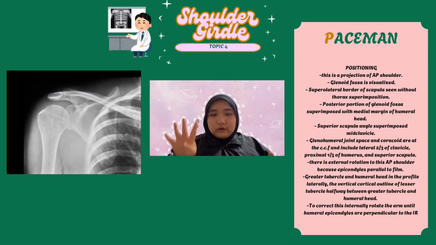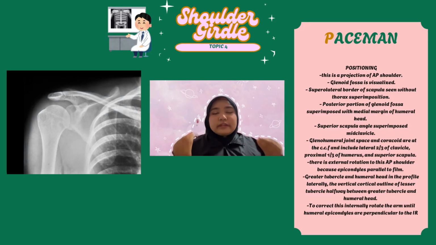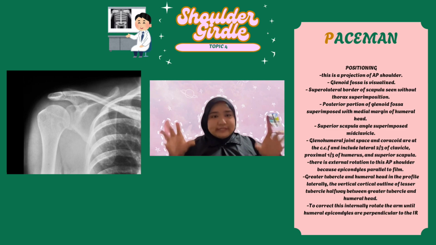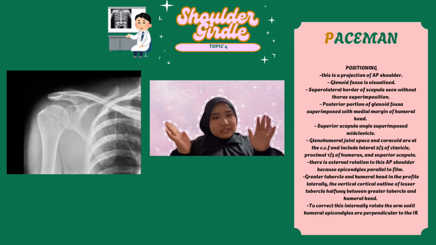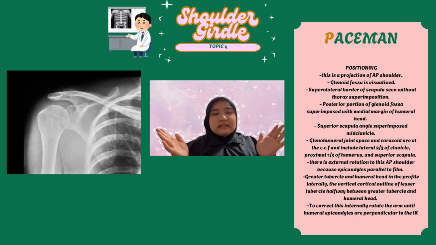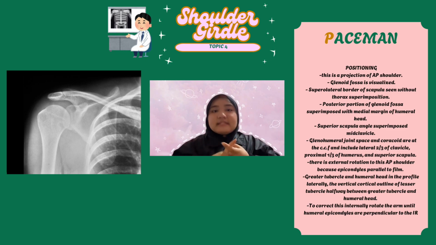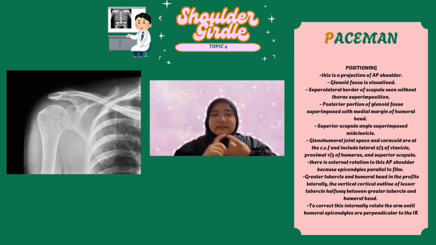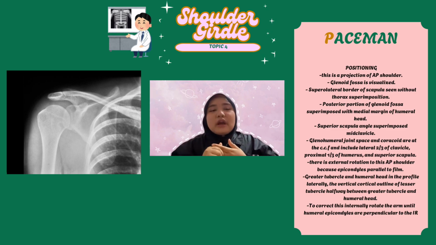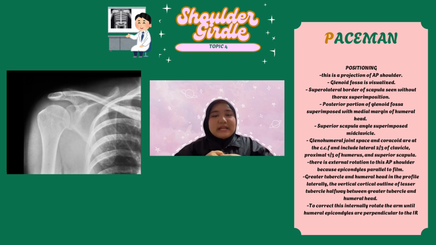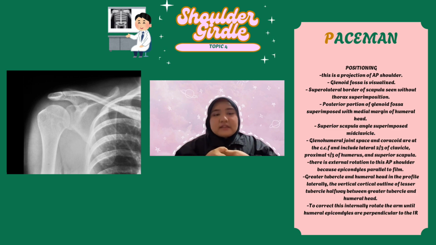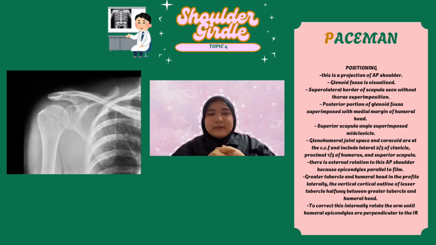Welcome to topic 4, where we are going to evaluate an image of the shoulder using the PACEMAN method. This is a projection of an epi-shoulder in which the glenoid fossa is visualized. The superolateral border of the scapula is seen without thorax superimposition. The posterior portion of the glenoid fossa is superimposed with the medial margin of the humeral head. The superior scapular angle is superimposed with the mid-clavicle.